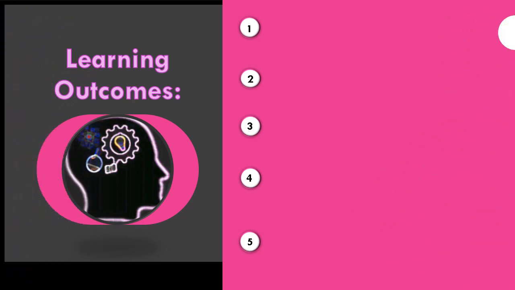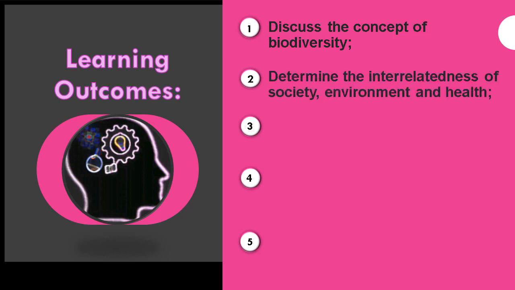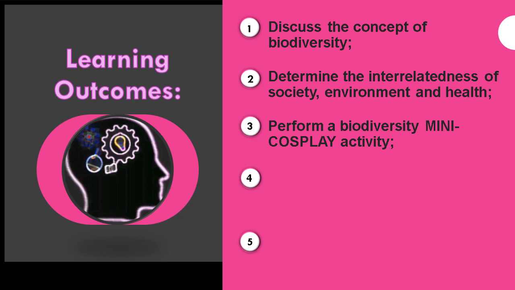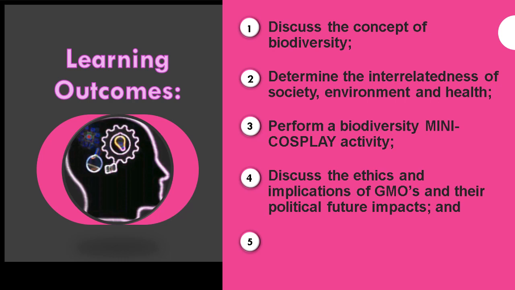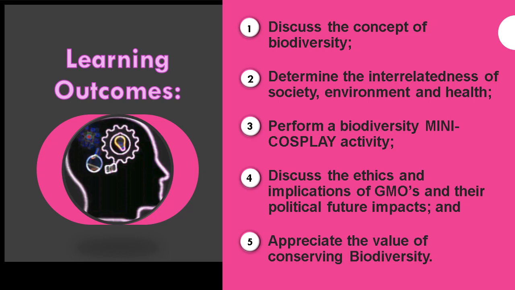And these are the learning outcomes for today's discussion. At the end of the lesson, the student should be able to, first, discuss the concept of biodiversity. Second, determine the interrelatedness of society, environment, and health. Third, perform a biodiversity mini-cosplay activity. Fourth, discuss the ethics and implications of genetically modified organisms or GMOs and their political future impacts. And lastly, appreciate the value of conserving biodiversity.